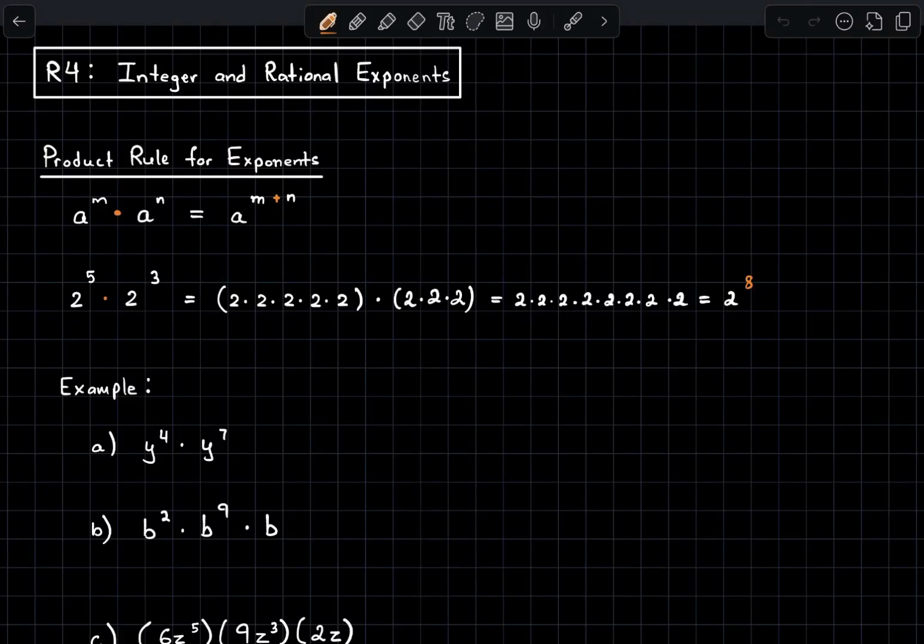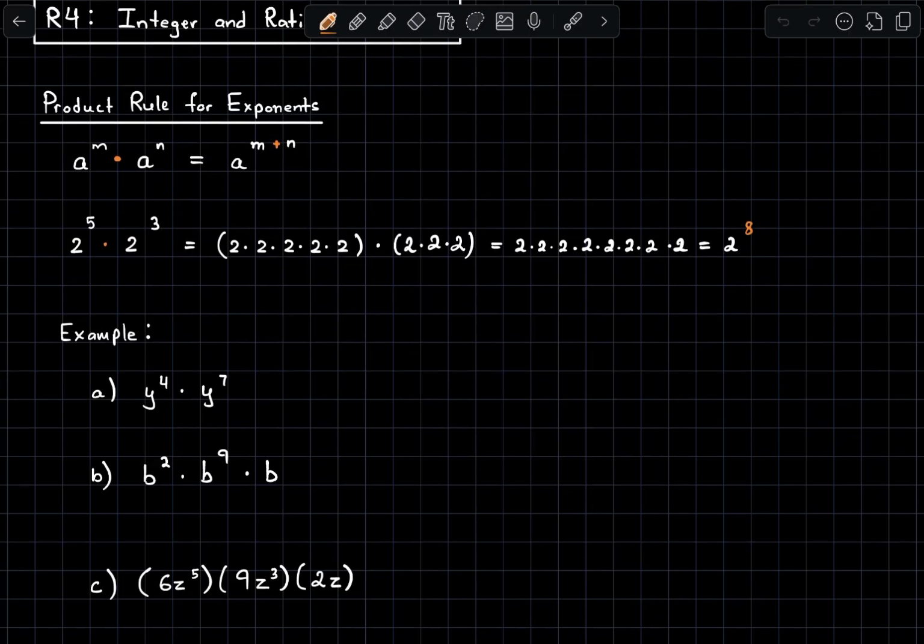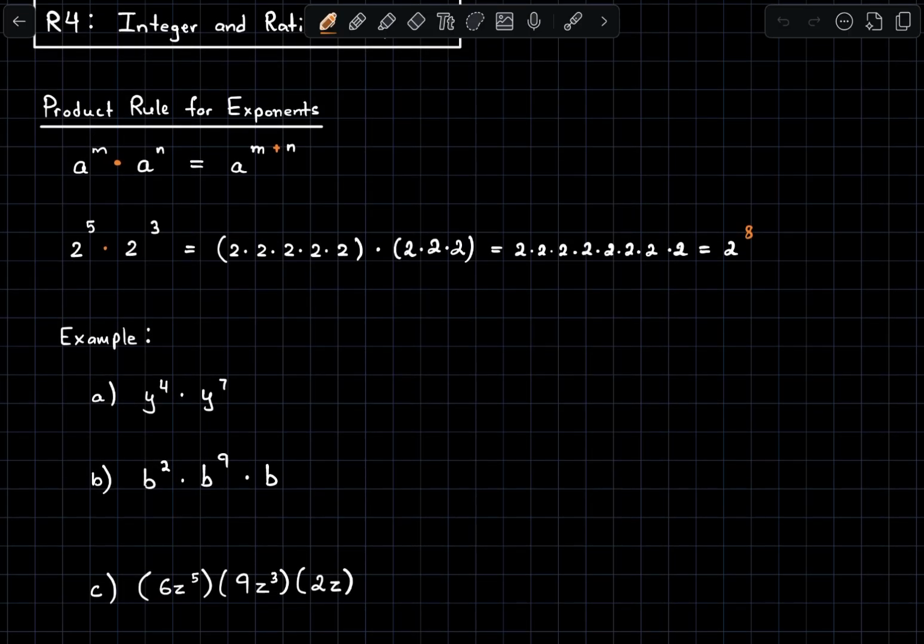Now let's take a look at R4. This section is about integer and rational exponents. We're going to first talk about and explore each of the rules for exponents individually. The first one that we're going to talk about is called the product rule for exponents.